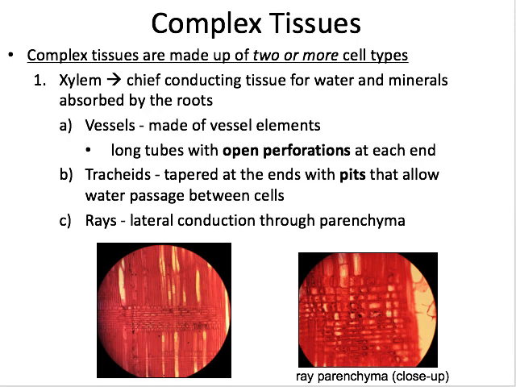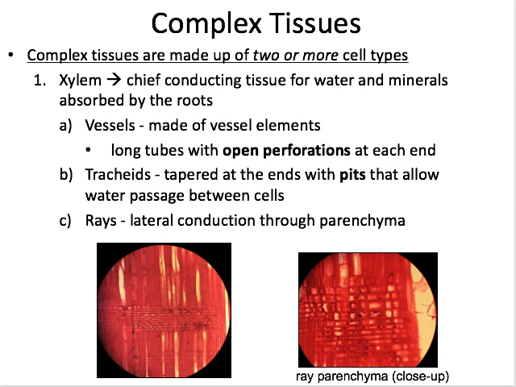The xylem is made up of these different cell types. Vessels, which is made up of vessel elements. These are basically long tubes with open perforations at each end. Next is the tracheids. These are tapered at the ends with pits that allow water passage between the cells. And then finally we have the rays. The rays are typically made of parenchyma, and this is going to be for lateral conduction from the center of the organ to the outside. For example, from the center of a stem to the outside of a stem.